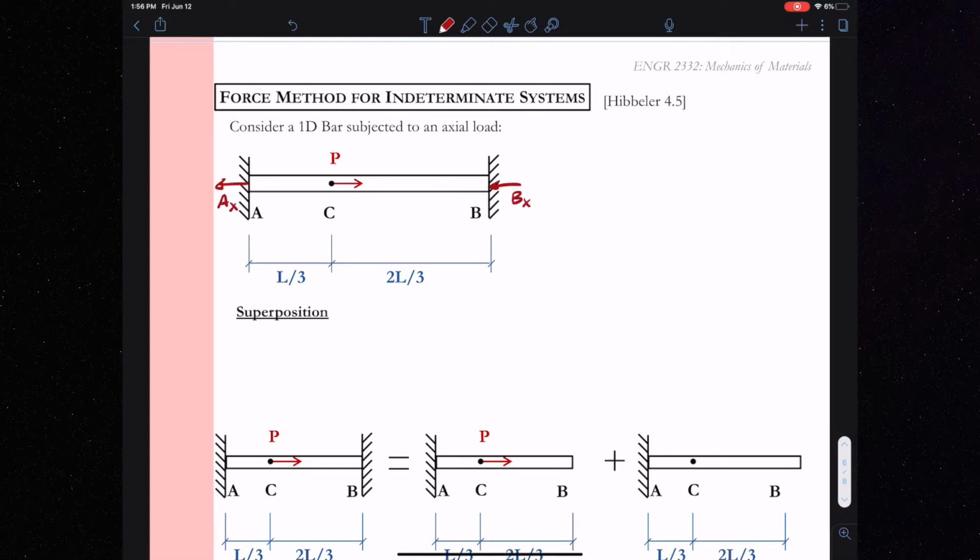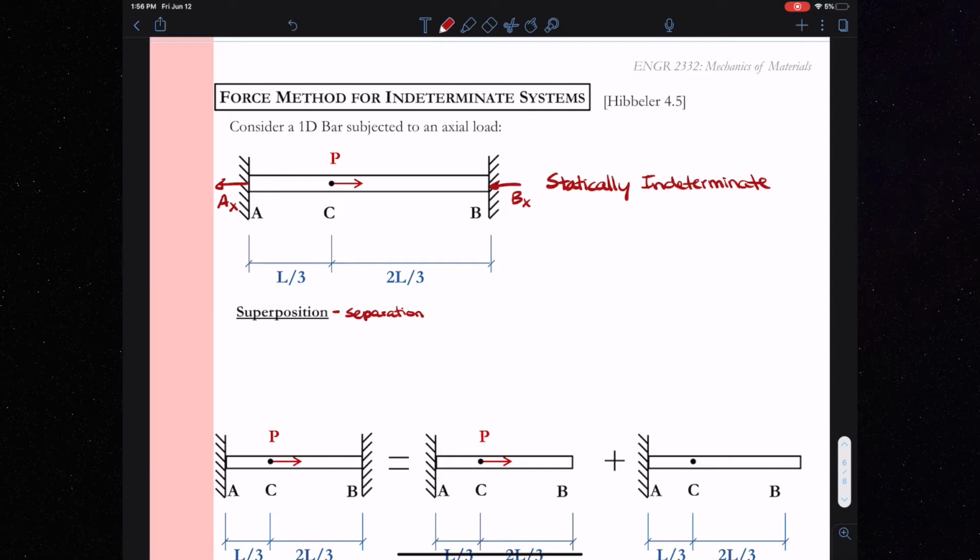So again, I want to take a look at this one-dimensional bar subjected to an axial load. This is the example that we've been using throughout this set of notes. You see, we have a load acting here at point C, and therefore we would have reactions at both A and B. And I drew my reactions to the left because both of them would be opposing the applied load P. With two unknown forces and only one equation from equilibrium, this makes the problem a statically indeterminate system.